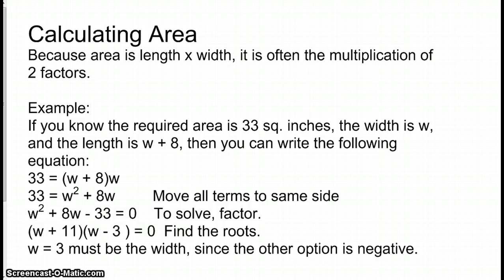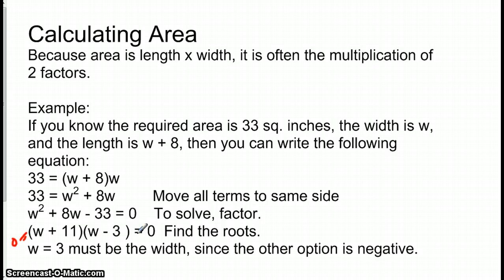Now you need two terms that multiply together to be negative 33. So one's going to be positive and one's going to be negative. But when you add them, they're positive 8. So you know the larger one has to be positive. In this case, it's W plus 11 times W minus 3. But we're not finished because we need to solve it. To solve it, you set each one equal to 0.